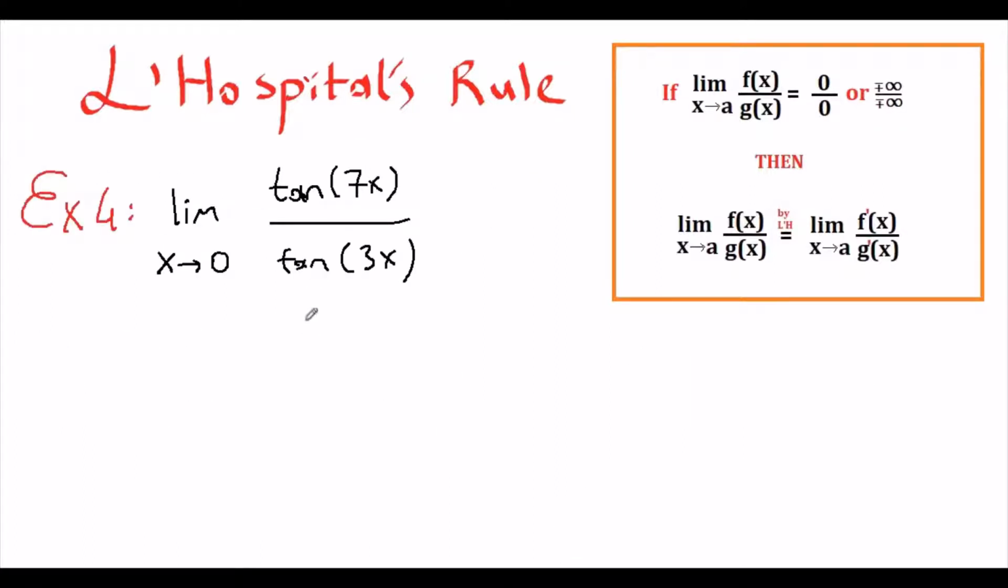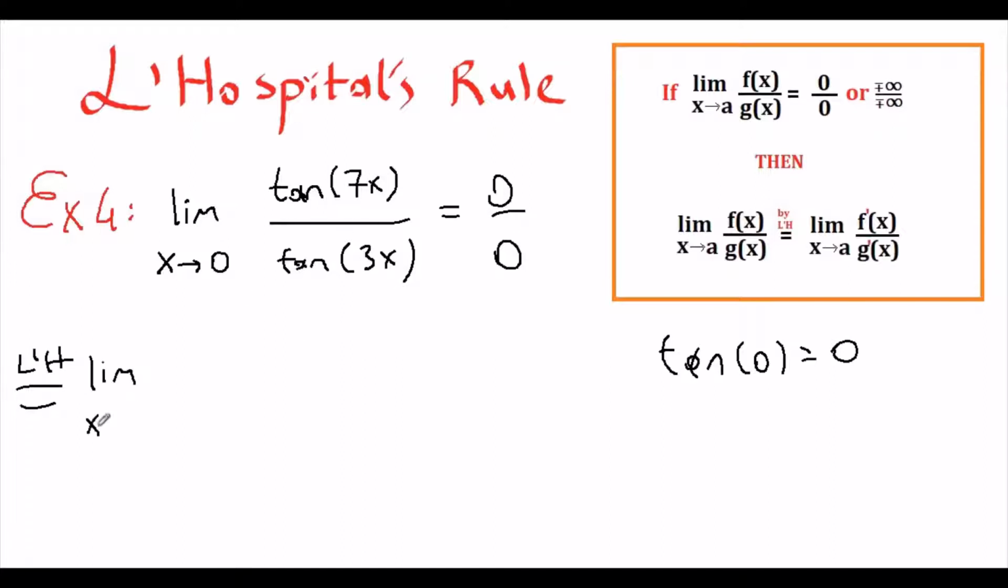Let's see example 4. The limit as x is approaching 0 of tangent 7x over tangent of 3x. If we plug in x as 0, tangent of 0 is equal to 0. So this is going to be 0 over 0 indeterminate form. So by L'Hopital, this limit is equal to the derivative of top over derivative of bottom as x is approaching 0.